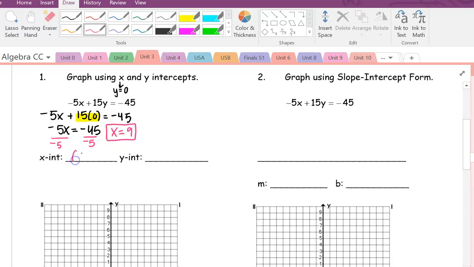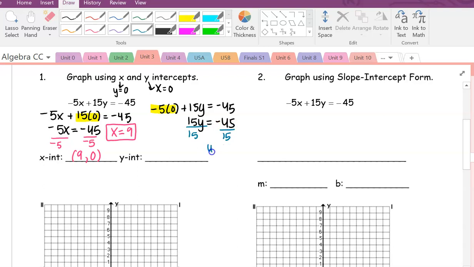When you write your ordered pair, make sure you put 9 in the x spot and 0 will go in your y spot. Okay? All right, now we'll go ahead and do the y-intercept. The y-intercept is just when x equals 0. This is going to be faster than to put this into slope-intercept form and then identify your y-intercept. So we'll just do the same thing, only this time the 0 is going in for x. Okay, and again, negative 5 times 0 is just 0, so we're left with 15y equals negative 45, and we will divide by 15 on both sides.